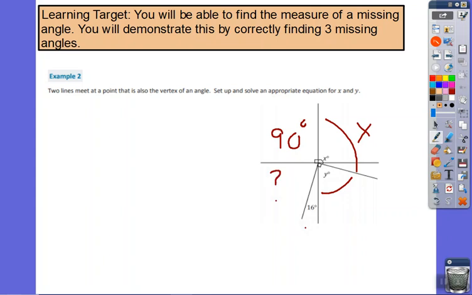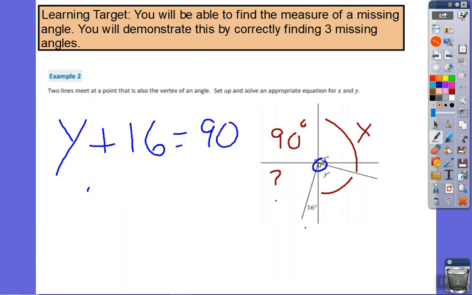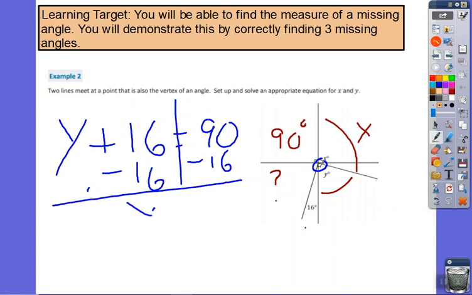So let's start with y. Please notice that that top piece of the y shows a right angle right there. So I know that y and 16 are going to make a right angle of 90. So if I just subtract that 16, that'll tell me what y is.